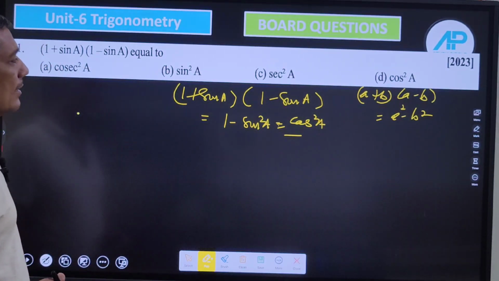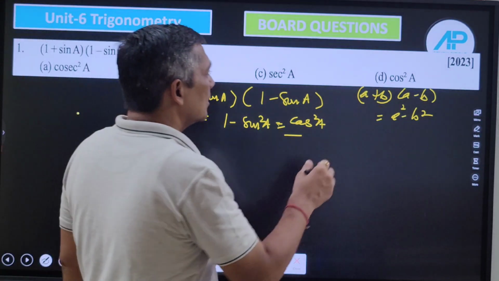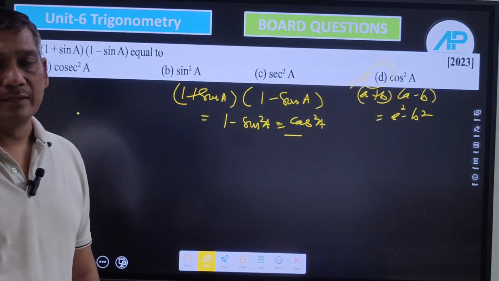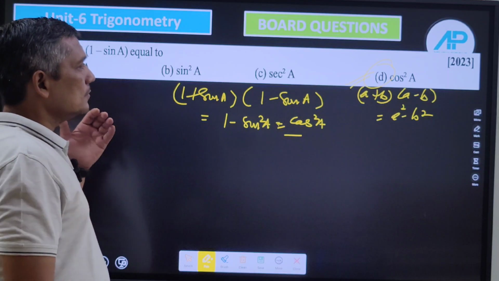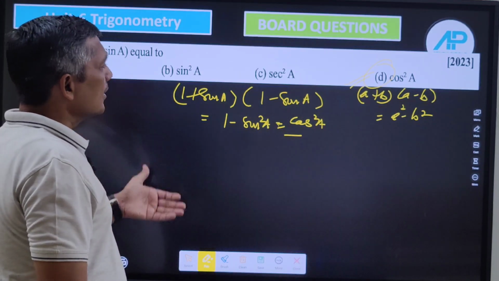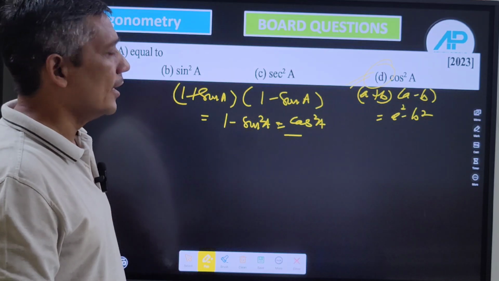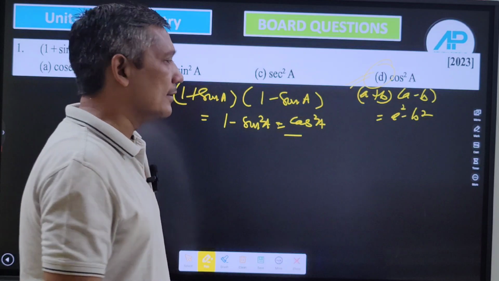Anyway, so I got 1 minus sine square A, the identity is equal to cos square A. Option number D is correct in that manner. I hope you understand this. This is a question where I am using the identity of (A plus B) into (A minus B), which is equal to A square minus B square. Clear, I guess? Let us take the next question.